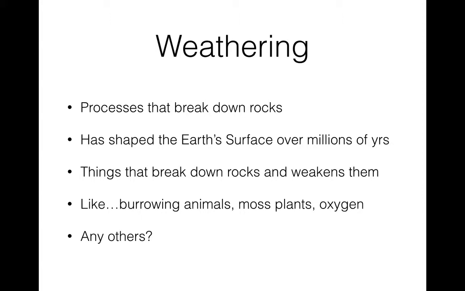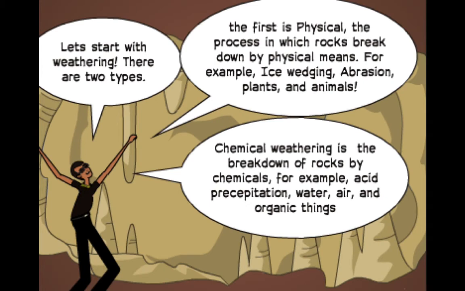So anything that breaks down rocks or weakens them is considered to be weathering. Some examples of that are burrowing animals into these crevices, moss, plants, oxygen, other things like water, natural acids, plant acids, those types of things. There are two different types of weathering.